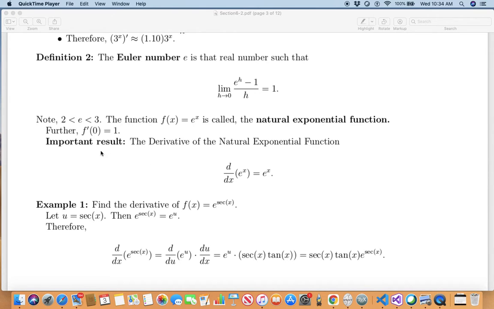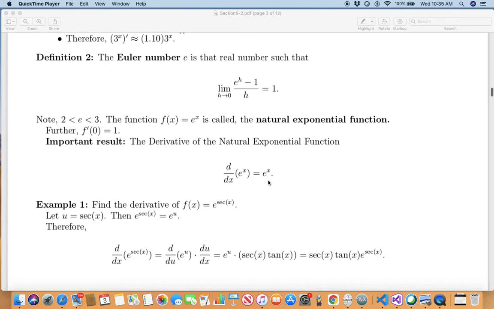So this gives us an important result. The derivative of the natural exponential function is itself, because all we were going to do is multiply by the derivative at 0. But the derivative at 0 is 1, so I have to multiply by 1. So the derivative of e to the power x is e to the power x.